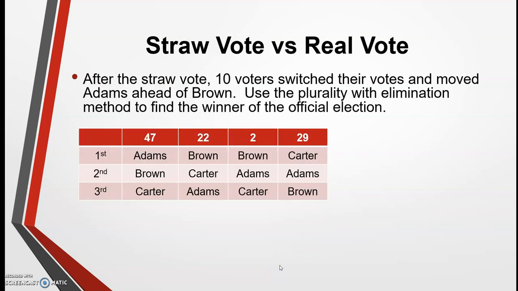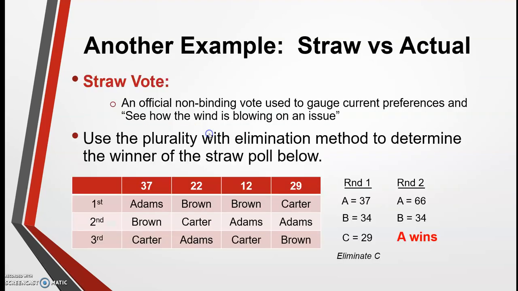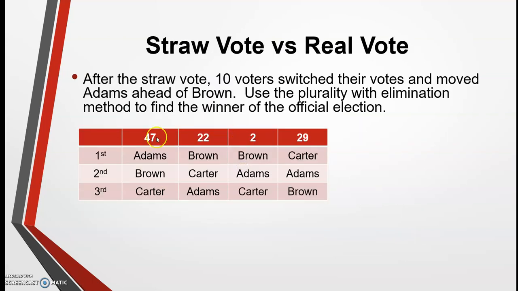However, let's say that after that straw vote, 10 of the voters decided to switch their votes and move Adams ahead of Brown. If you will notice, in our previous chart, this column had 37 voters and this column had 12. But because 10 of those 12 moved Adams ahead of Brown, they have now moved over into this column. So let's go back and look. We have 37 here, we have 12 here, but 10 of those have moved into this column.